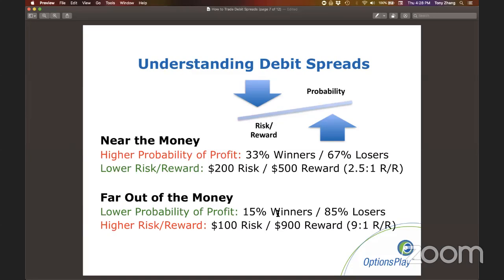Next, what I want to cover is really understanding the relationship between risk reward and probability, because that's going to help you set up your whole mindset behind trading debit spreads. Like all option strategies, there's a trade-off between probability and risk reward. It's really important to understand that these two are opposite ends of the spectrum, like a seesaw. If you have very high probability, you're going to have low risk reward, or vice versa. If you have low probability, you're going to have high risk reward. So when you're picking your strikes and looking at those probabilities, make sure you understand the trade-off between the two.